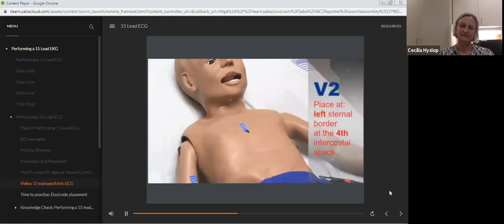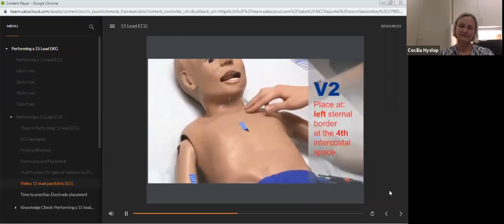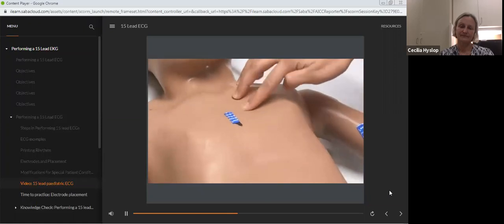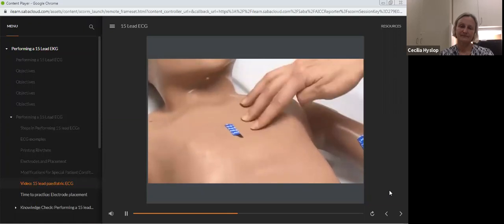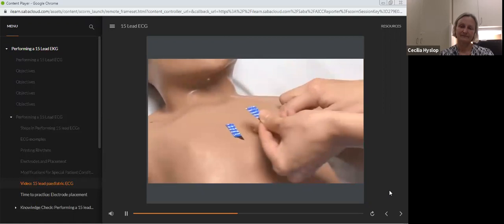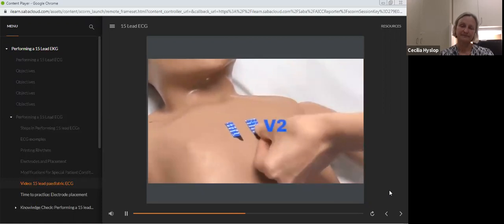V2 is placed at the fourth intercostal space on the left sternal border. So first, second, third, fourth, V2.